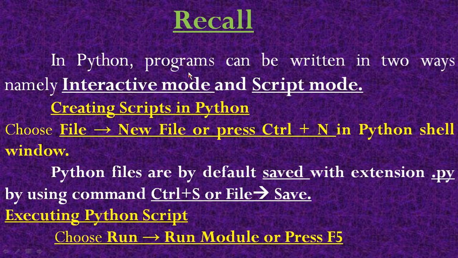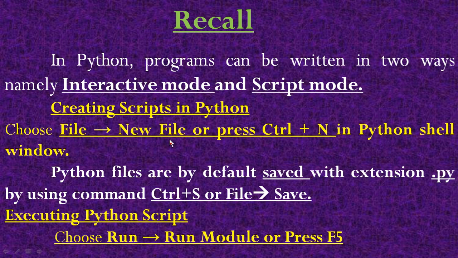In Python, programs can be written in two ways, namely interactive mode and script mode. There are two types of modes. We already studied them in the last class. One is interactive mode and another one is script mode. Creating scripts in Python. How do you create a script in Python?